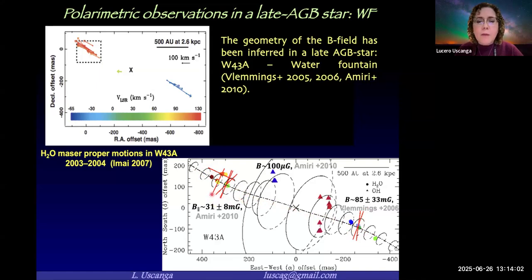A few years later, Amiri and collaborators also measured the magnetic field in the water masers, and they found a value a little bit smaller, 31 plus or minus 8 milligauss. They were also able to measure the magnetic field strength in the circumstellar envelope traced by the OH masers, represented here by the triangles in blue and red, and they measured a magnetic field of around 100 microgauss. In the years after this study, they also studied other water fountain sources that present OH masers, and they found similar values of a few hundred microgauss.